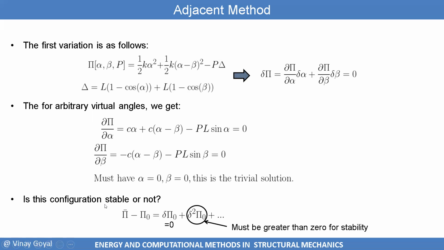And is this configuration stable or not? You look at the second variation of pi, and that must be greater than 0 for stability, right? And if this is 0 again, then you have to examine the third variation and so forth. So that's what we have so far.